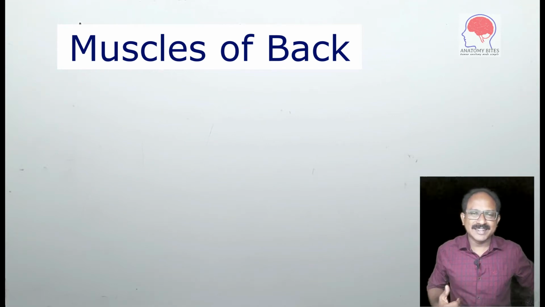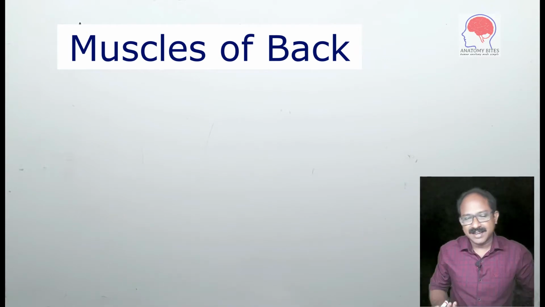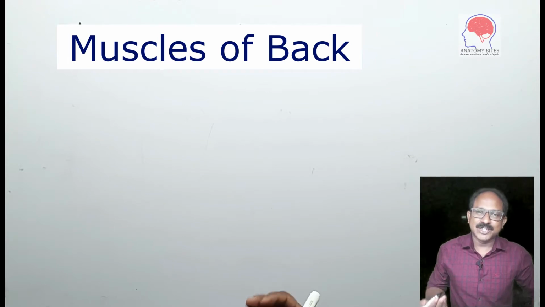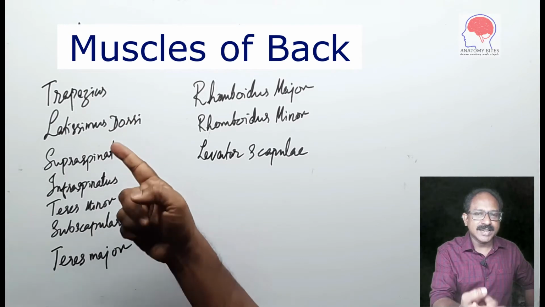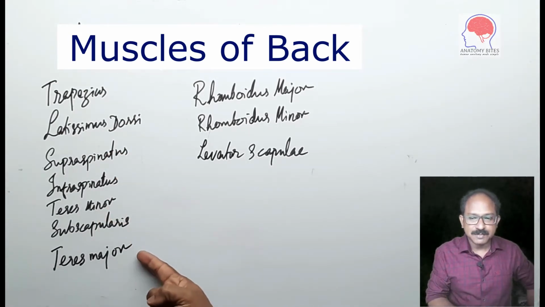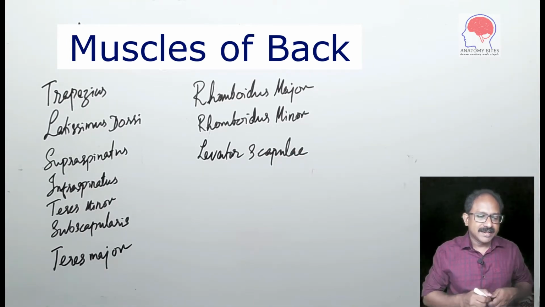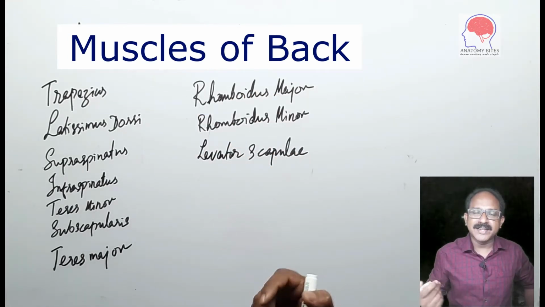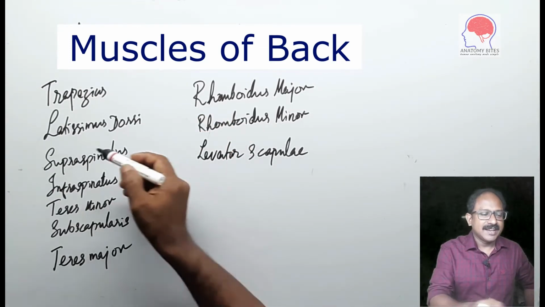Hello. Today we will study some muscles seen in the scapular region. These are the major muscles which have a very important role in moving the shoulder joint as well as the shoulder girdle itself. These muscles are trapezius, latissimus dorsi, supraspinatus, infraspinatus, teres minor, subscapularis, teres major, rhomboides major, rhomboides minor and levator scapulae. The trapezius and latissimus dorsi are flat muscles which have a very wide origin, and the fibers of these two muscles converge to a very small area.